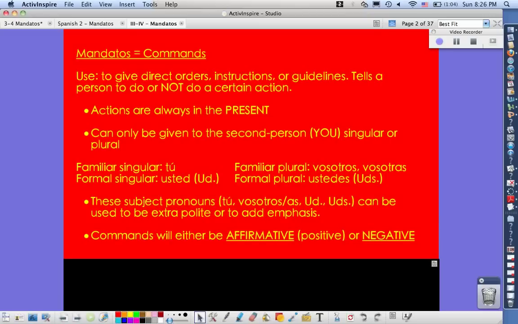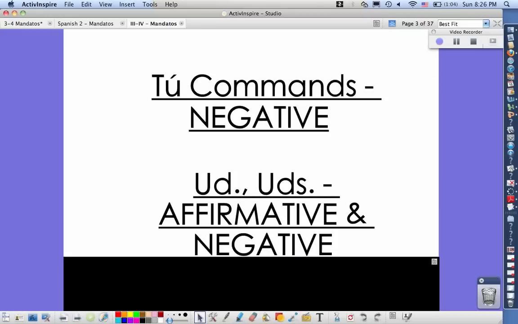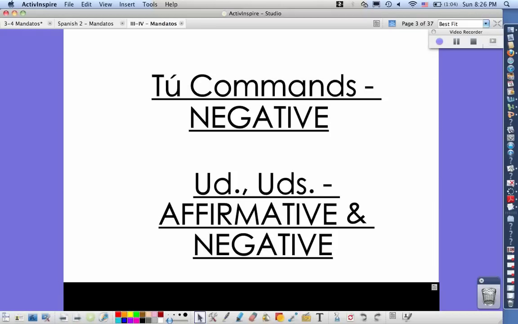And commands are either going to be affirmative or negative. An affirmative command would be "listen." A negative command would be "don't listen," telling you what to do. The first commands that we're going to take a look at are tú commands in the negative, and then usted and ustedes commands that are affirmative and negative. Okay?